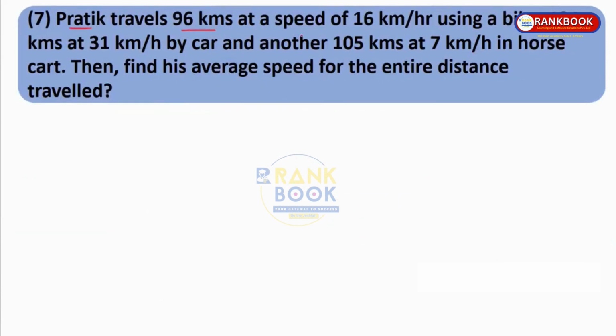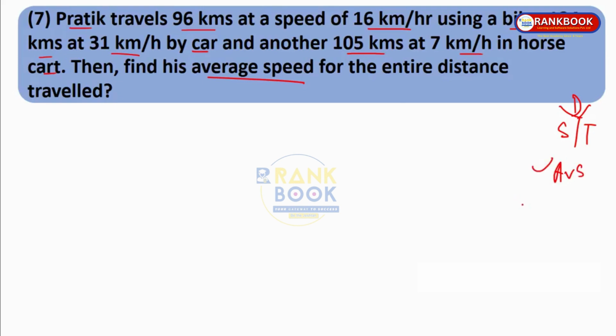Pratik travels 96 kilometers at a speed of 16 kilometers per hour using a bike, 124 kilometers at 31 kilometers per hour by car, and another 105 kilometers at 7 kilometers per hour in a horse cart. Then find his average speed for the entire distance traveled. Since it is a speed, distance, time sum, and we have to find average speed, it is an average speed category.